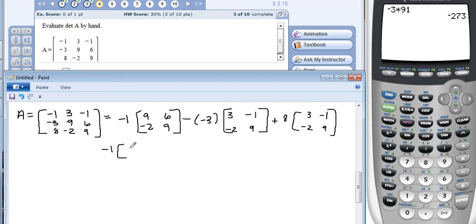9 times 9 is 81. I'm going to subtract the product of 6 and a negative 2, which is negative 12. Be careful with your signs. Subtracting a negative is adding. 3 times 9 is 27. I'm going to be subtracting negative 1 times negative 2, which is a positive 2. Then I've got the 8. 3 times 9 is 27, minus negative 1 times negative 2 is positive 2.